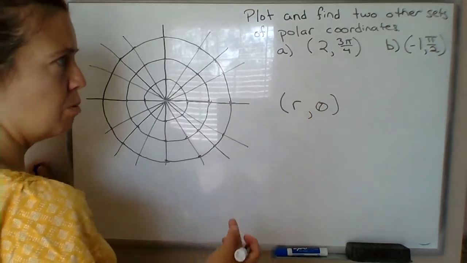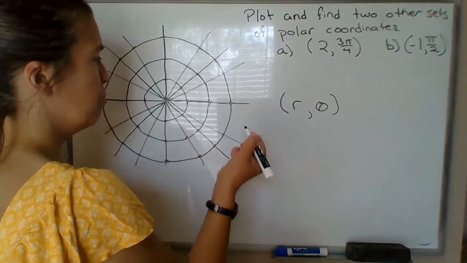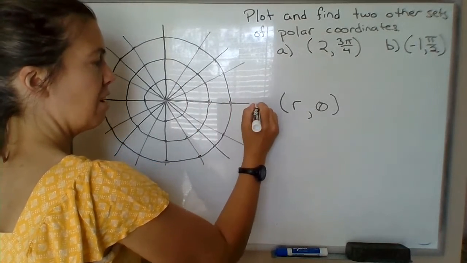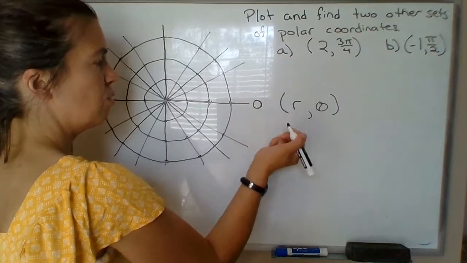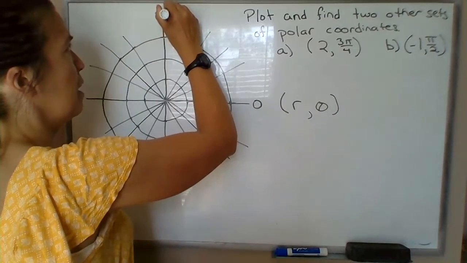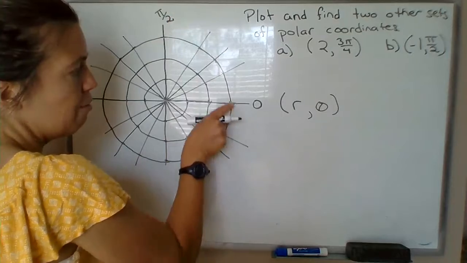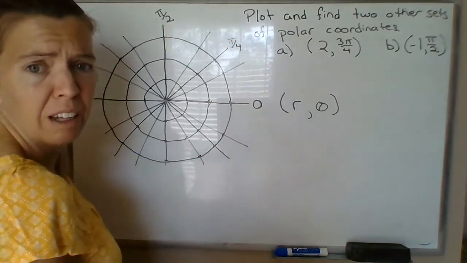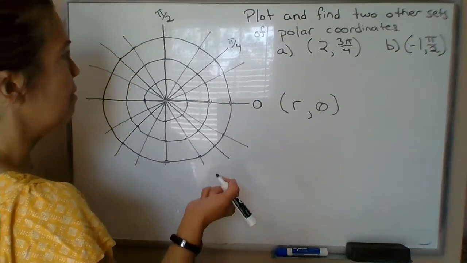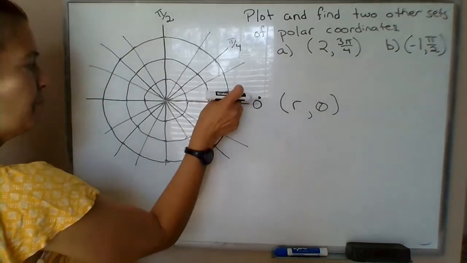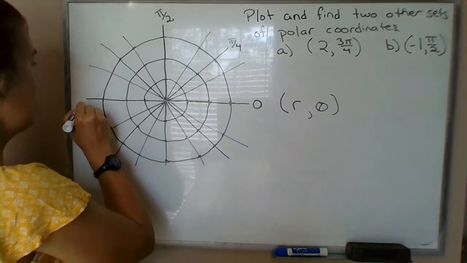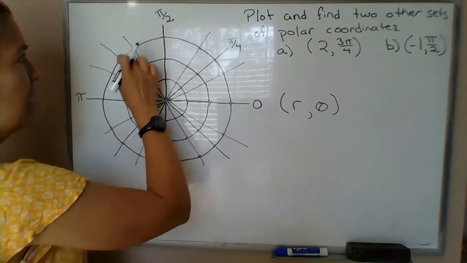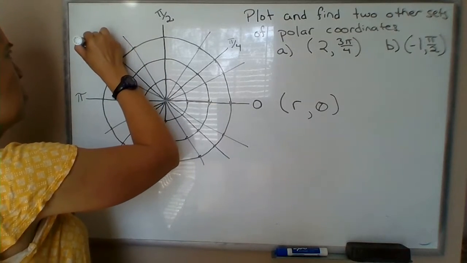Okay, so first we want to plot the point (2, 3π/4). So I'm going to label a few angles here. The positive x-axis, the polar axis here, corresponds to 0 radians. And then up here we've got π/2 radians. So halfway between those, this ray right here corresponds to π/4 radians. We want 3π/4. Okay, so let me keep going around. Rotating all the way back to the negative x-axis would be π radians. And then halfway between these two would be 3π/4.